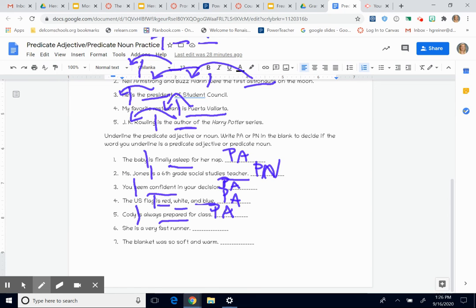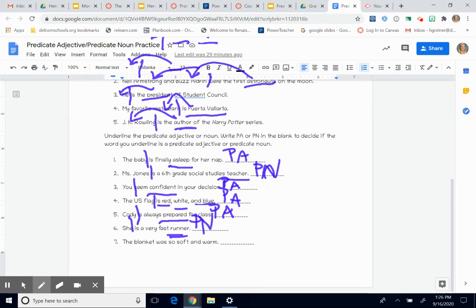She is a very fast runner. Is is my linking verb. And we're calling her a runner. Fast is describing how she runs. But what is she? A runner. And runner would be a noun. So we're renaming her by calling her a runner, which is a predicate noun.